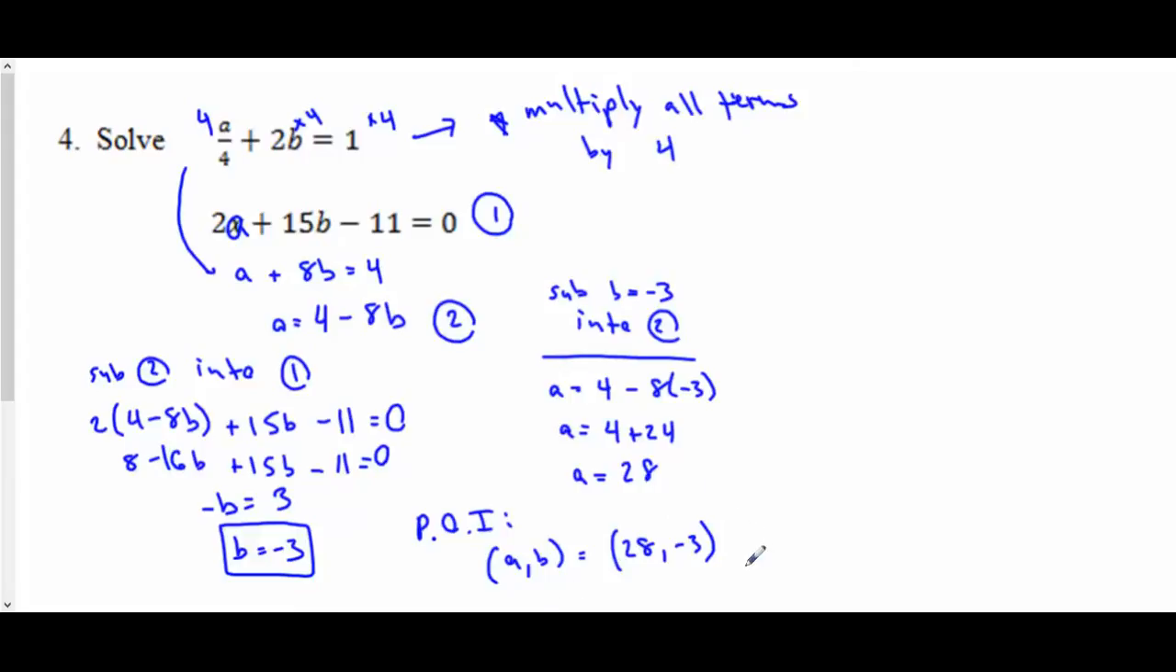So like I said earlier, this question wasn't too much more difficult than any of the ones we did on Friday. The only difference being that now we had a fraction, so we just had to get rid of that fraction. Once we got rid of the fraction, it was actually a pretty easy question to solve.